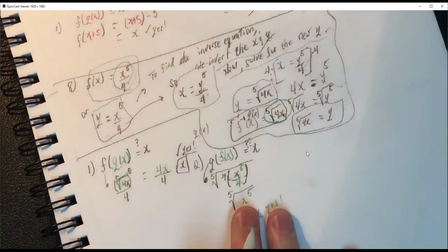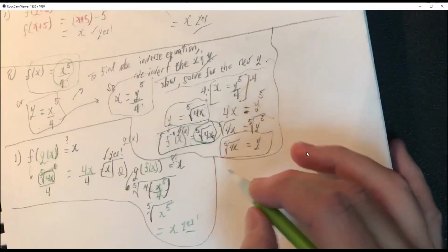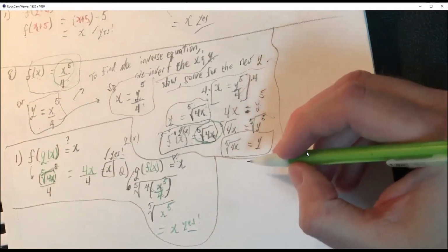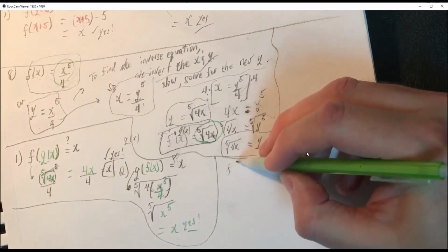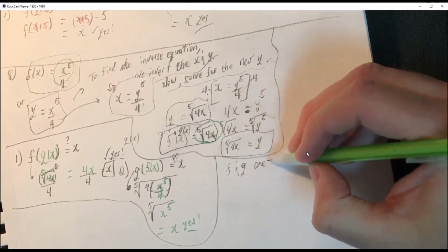Because these two compositions both get back to the original x value, then we know they are inverses. F and G are inverses.